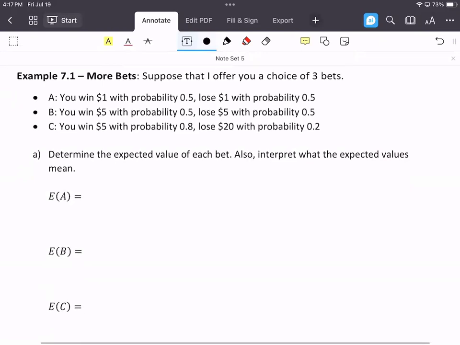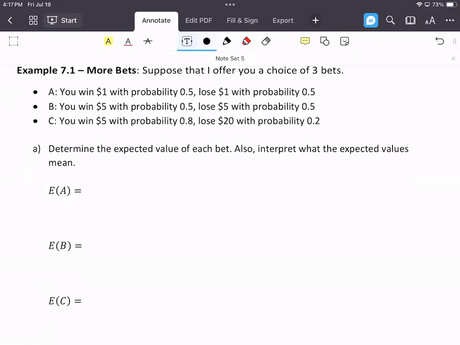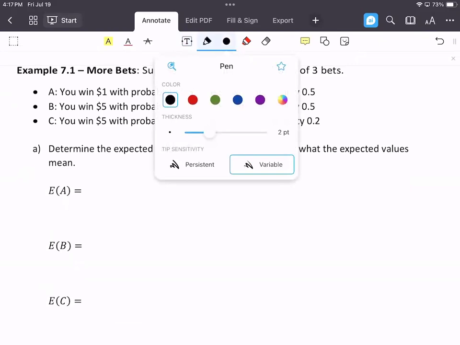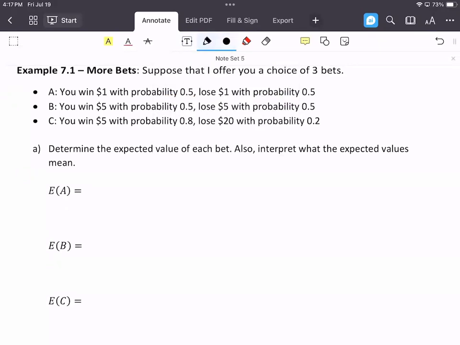I'm going to do two of them, A and C, and I want you to do B on your own. But let's start with A. So remember, to get the expected value, first take the value that I'm going to win, multiply it by that probability, and then the value I'm going to lose times that probability. And if I add those together, you get 0, which makes sense.